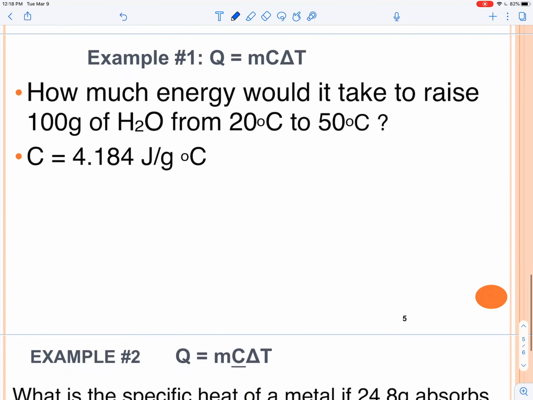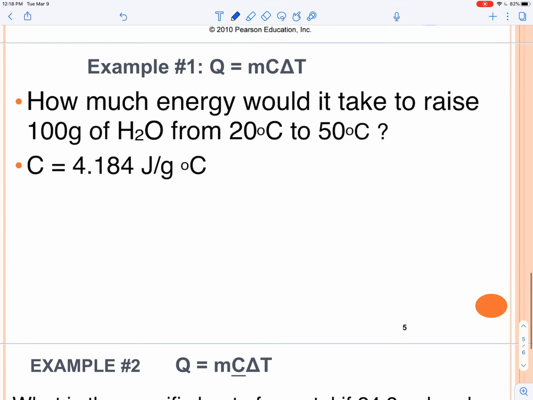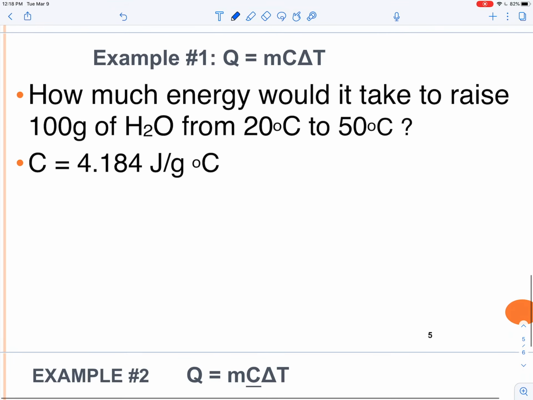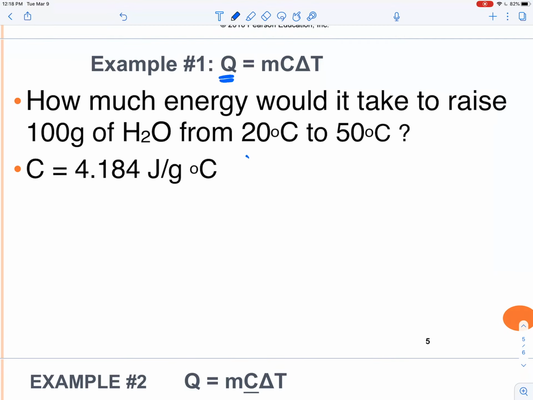All right, so you're gonna do a few problems. We'll start with these two example problems. So first example, how much energy, that's Q, would it take to raise 100 grams of a substance from 20 to 50 Celsius? So let's write down what's given. We don't know Q. We know the mass is 100 grams. And the change in temperature is going to be final temperature, so that's 50 minus 20 Celsius.